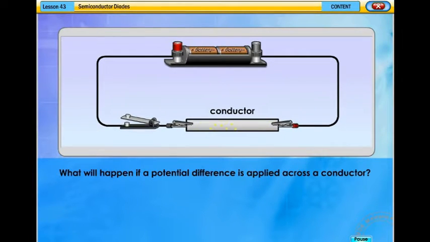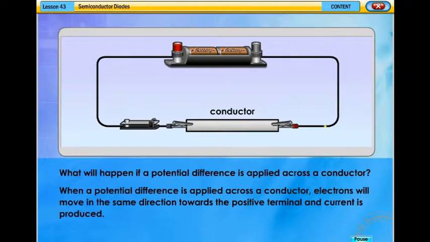What will happen if a potential difference is applied across a conductor? When a potential difference is applied across a conductor, electrons will move in the same direction towards the positive terminal and current is produced.